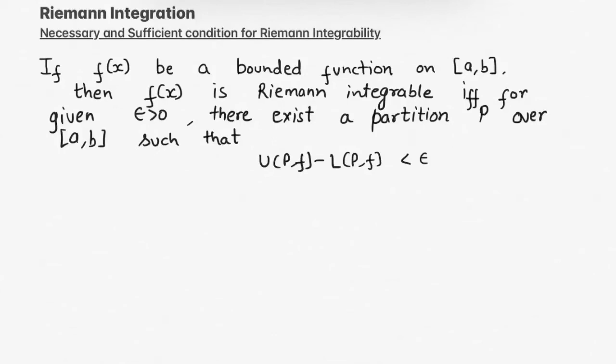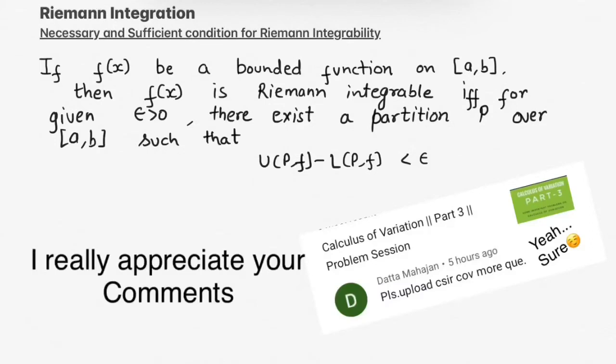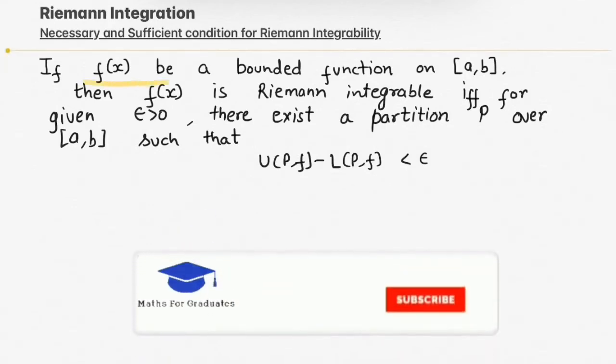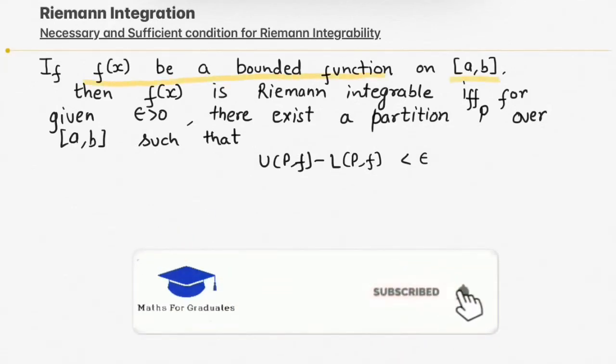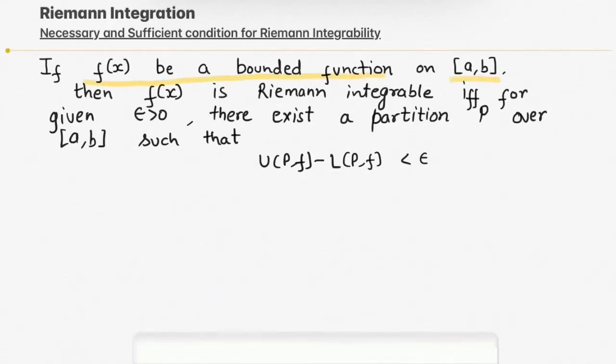Today we are going to prove the necessary and sufficient condition for Riemann integrability of a function. So let's start. Suppose we have some function bounded on closed interval [a, b], and we have to check whether this function is Riemann integrable or not. For the verification of integrability of the function, we have a condition here: for a given positive epsilon, you will find a partition P such that the difference of the upper Riemann sum and the lower Riemann sum is less than this epsilon.